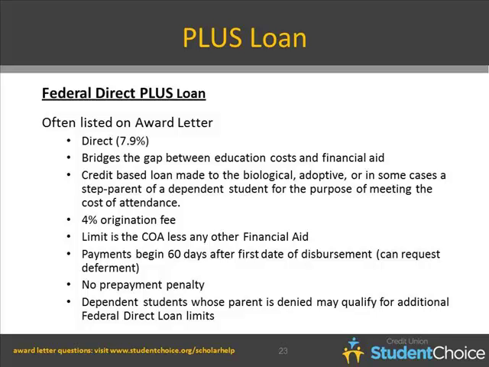So there are no prepayment penalties on paying back this loan, and any dependent student whose parent is denied the parent loan for undergraduate students, they do have an opportunity to go back and get an additional amount in those federal direct loan limits that we talked about earlier.